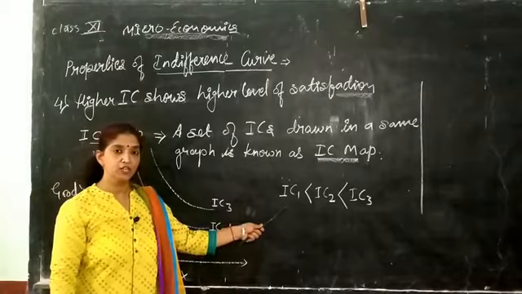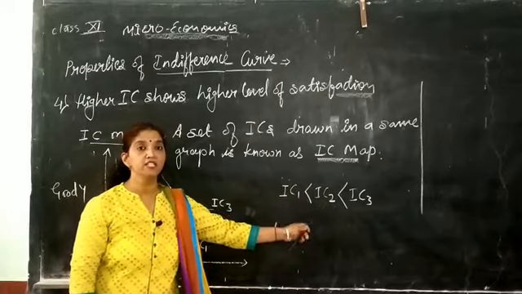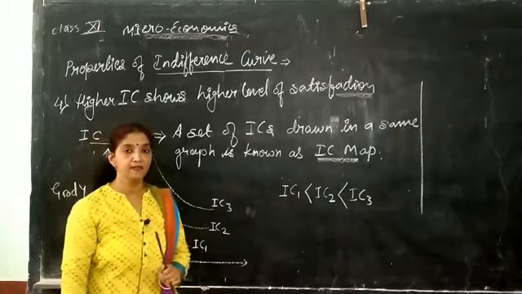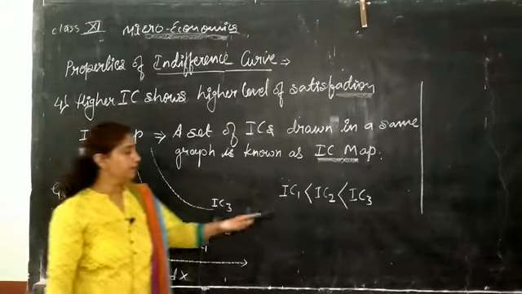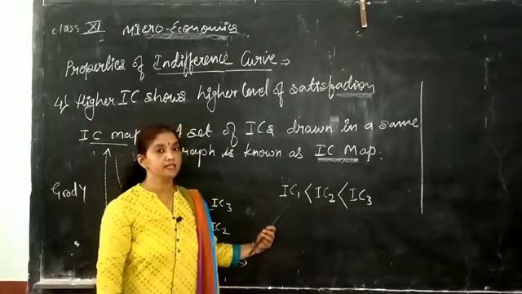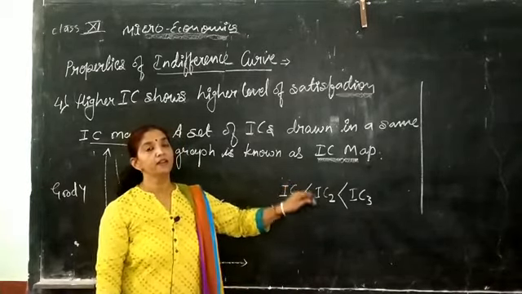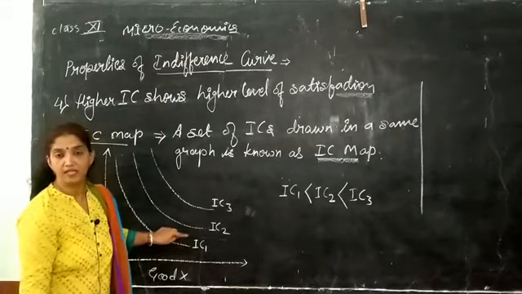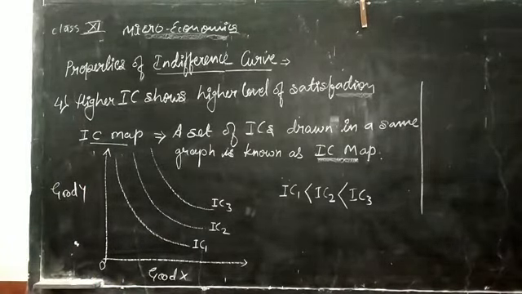Like IC1 is showing the lesser satisfaction level and IC2 is showing a satisfaction level which is more than IC1. But IC2 is showing less satisfaction level as it is lying below IC3. And IC3 is showing a higher satisfaction level than IC2 and IC1. Why is it so? Because IC3 is at a higher position, or it is situated above IC1 and above IC2. That's why we can say that a higher indifference curve shows a higher level of satisfaction.